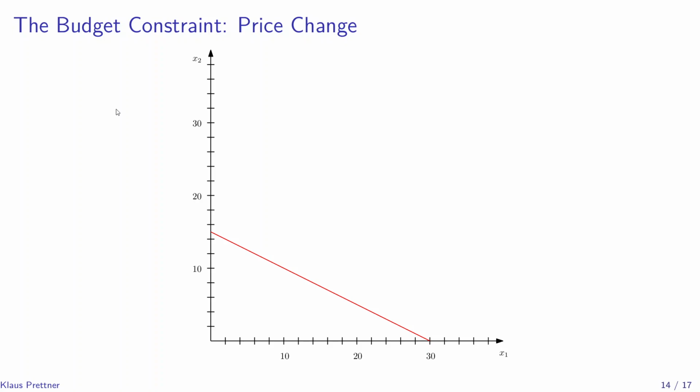What happens instead if there is a price change? We can also illustrate this here. In this case, we would have a falling price for apples, while the price of bananas stays constant. In this case, the budget constraint would shift clockwise around this point here, the intersection, which denotes the number of apples that we can buy. So in this case, we can then afford more bananas, basically, because their price has fallen.